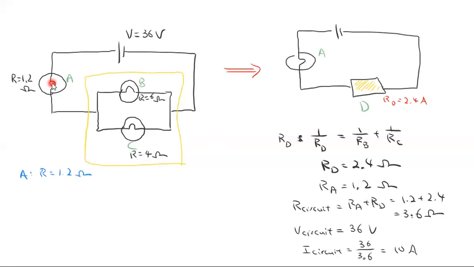Do we know its current? Yes. What is it? Yeah, like 10. Think about it this way: we've worked out the current of this circuit, so that means the current of A must be 10. All right. So what is the voltage drop across A?